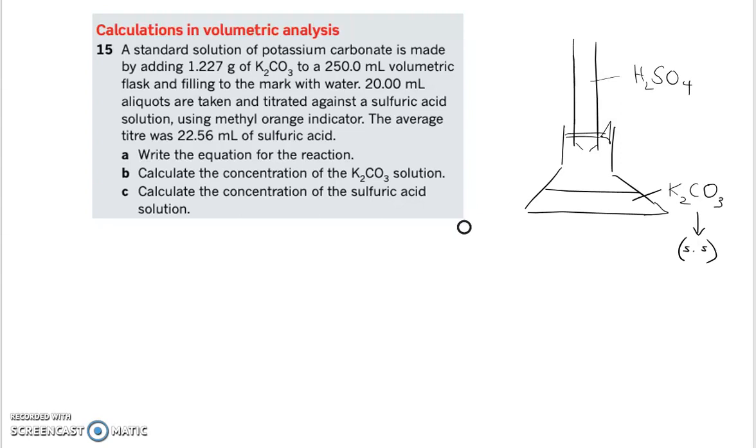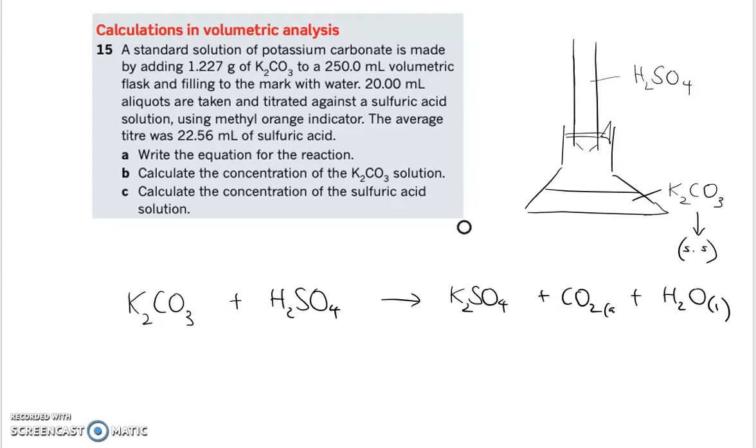Okay, so what's the reaction occurring here? So we've got potassium carbonate reacting with sulfuric acid. So we're going to have a salt being formed, and carbon dioxide and water. Okay, so let's just make sure our equation is balanced. So we've got 2 potassium, 2 oxygen, yep, that looks all balanced to me.